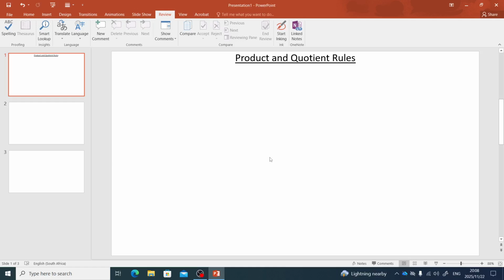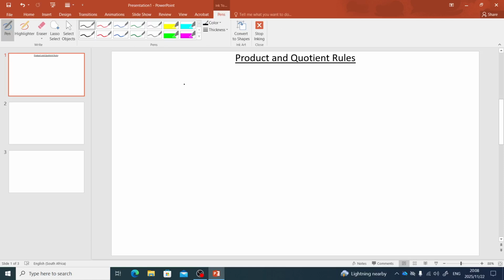Good people. Let us look at the product rule and the quotient rule. It is the continuity of what we spoke about, the chain rule, differentiating the function of function.